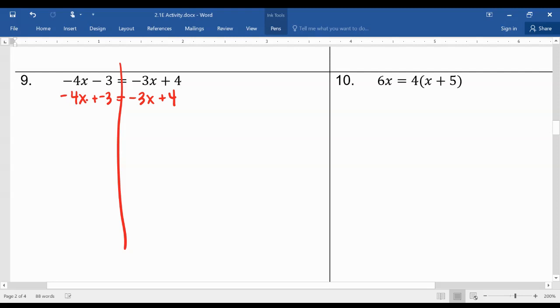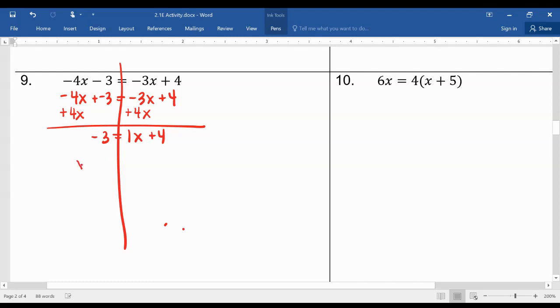So I prefer to move the variables so that they stay positive, or move the smaller one. If you don't do that, you're going to get the right answer. It might have extra negatives, but between these two numbers, this one's actually smaller. So I'm going to add the opposite, which is +4x. I also know that I chose this correct because my x's are positive. And again, you're welcome to do it the other way.